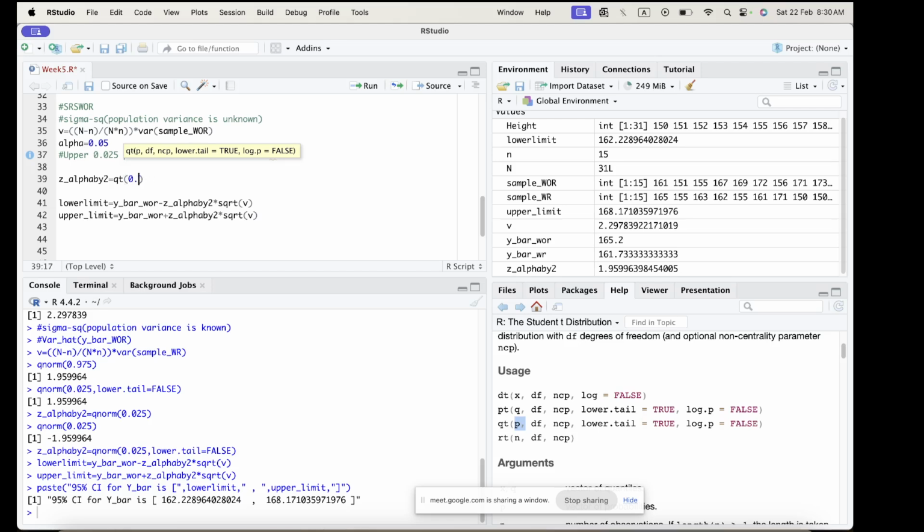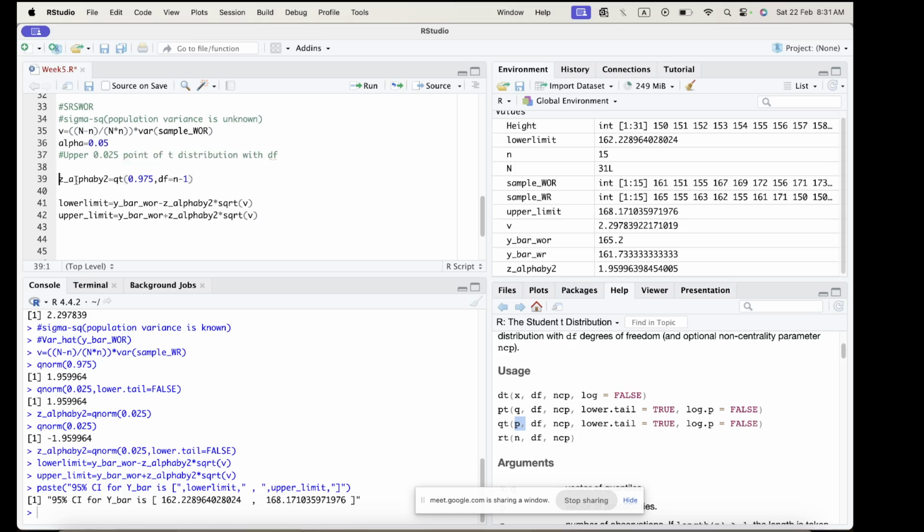What I am saying is that if I keep the default, lower.tail equal to TRUE, then I have to specify df equal to n-1. What would this imply? This would imply: give me the point below which the area is 0.975, because the default is lower.tail equal to TRUE.